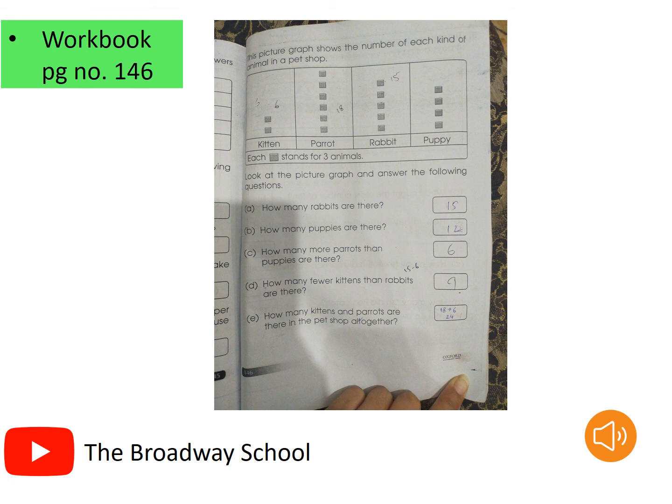Parrot, we have 6. Rabbit, we have 5 and puppies we have 4. So each box stands for 3 animals. Look at the picture graph and answer the following questions. Part A, how many rabbits are there?